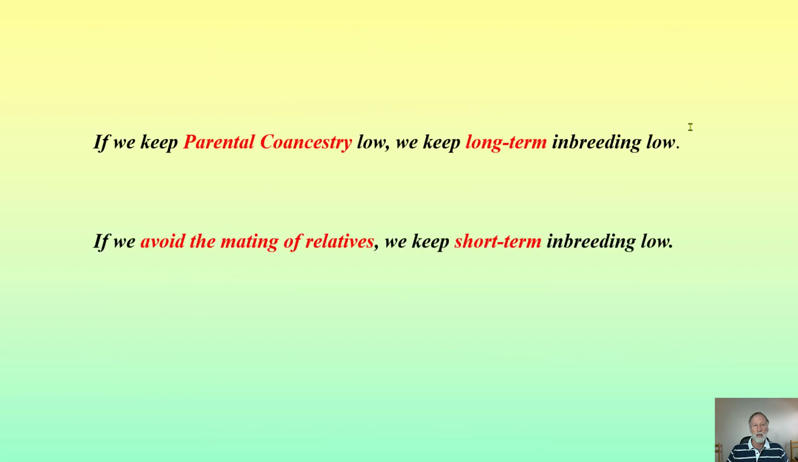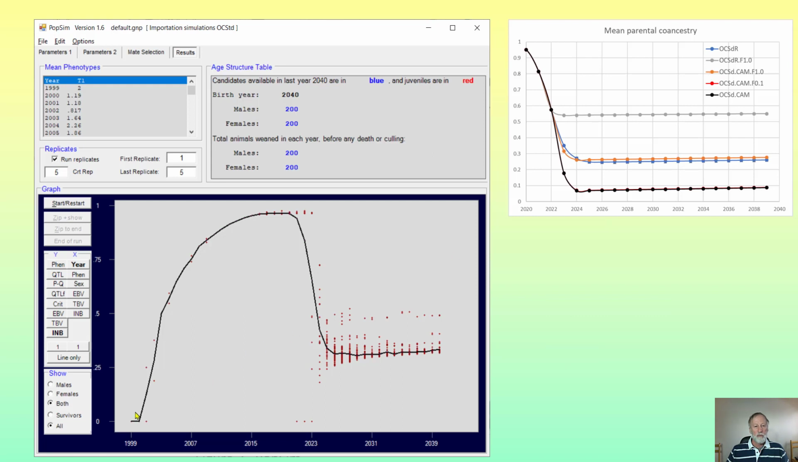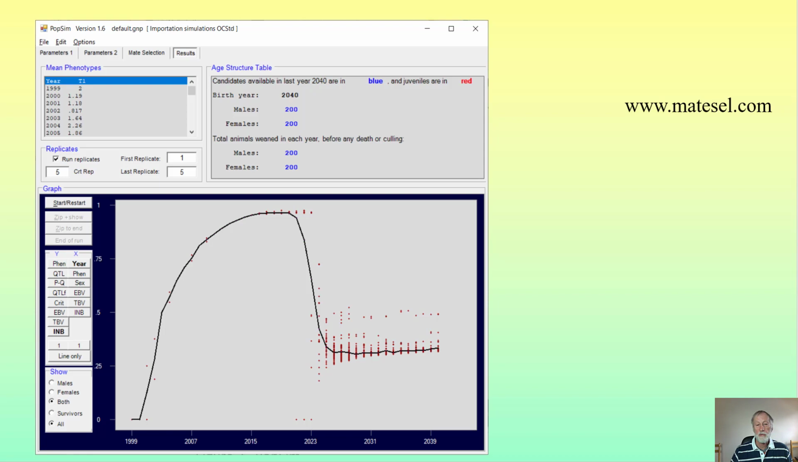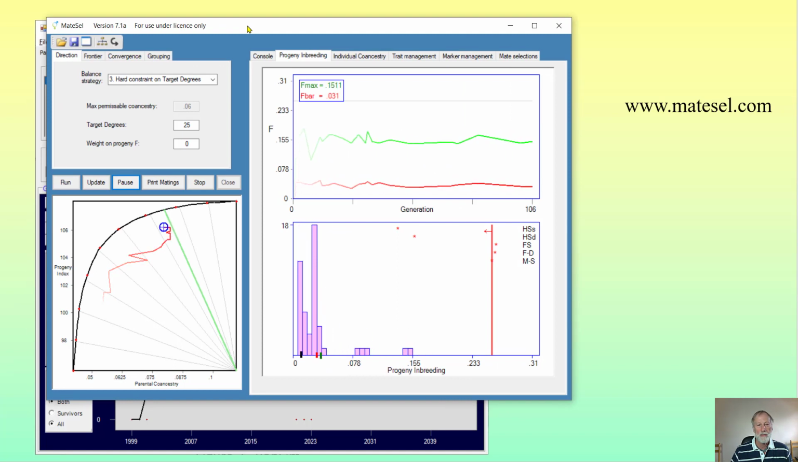So in our paper we do population simulation using PopSim with a rather small population in order to have some notable effects. And here's an example of PopSim being bred over a number of years. Now of course PopSim has to make animal selections and mate allocations in each year of the simulation, and for that it launches and uses the program MateCell. I'm going to assume that you have some understanding of how MateCell works.